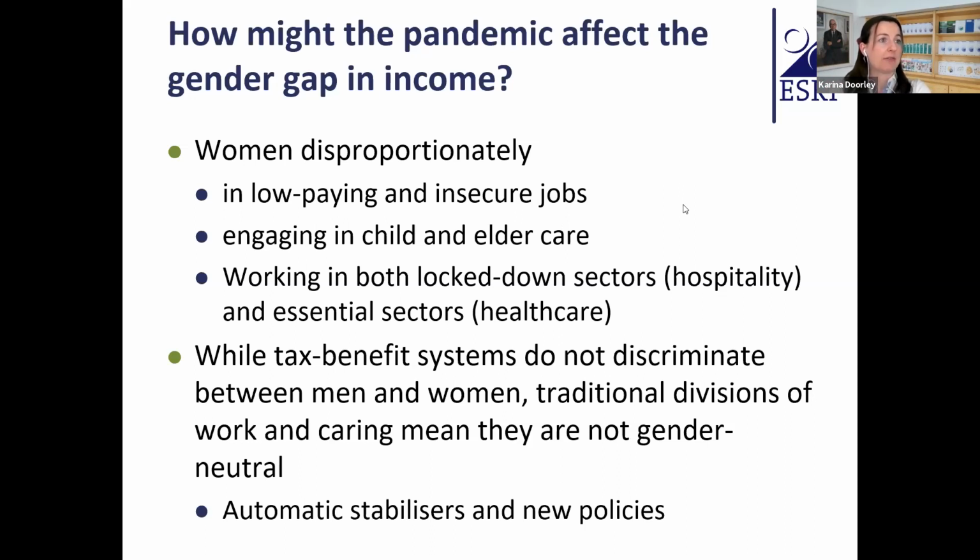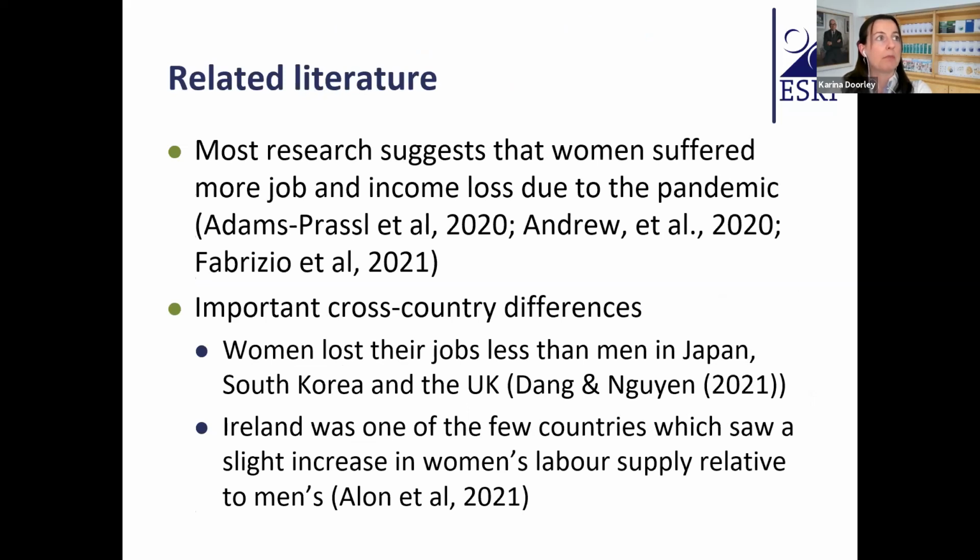And so while we know that tax benefit systems don't discriminate between men and women, these traditional divisions of work and caring mean that they're not going to be gender neutral. And that applies to both the automatic stabilisers that kicked in during the pandemic and to any new policies that were introduced. So most of the research to date suggests that this was a she-session, so that women suffered more job and income loss due to the pandemic. And this is actually in contrast to the Great Recession, the financial crisis, where it was very much a man-session. But there are cross-country differences.